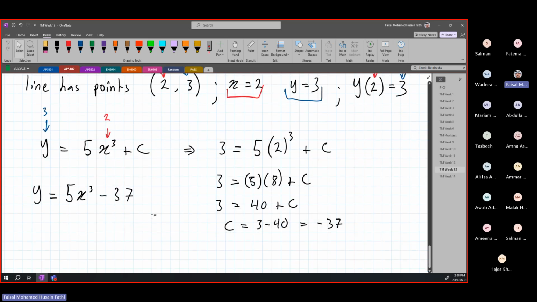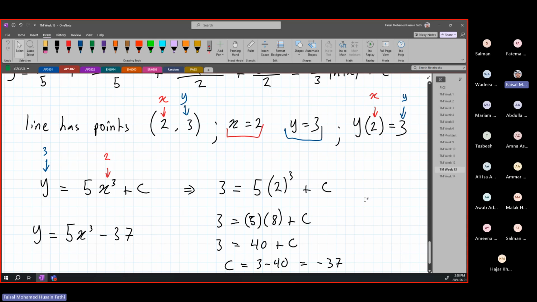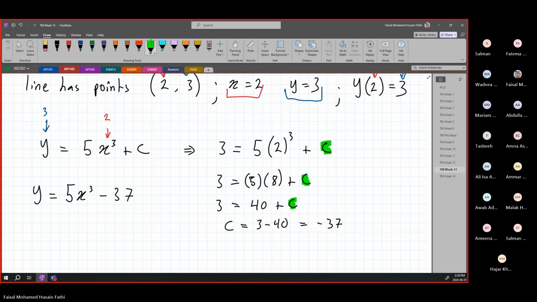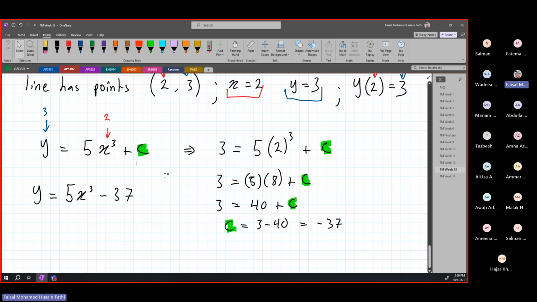The reason I'm going through this method is we're going to use this in differential equations later on. It is good to know that if you are given boundary conditions, these are known as boundary conditions, all you have to do is substitute your x and y values in your integration that you have found, and then solve for your c. Okay, so all we did was try to solve for c and got the value of minus 37. Okay, that's what we did.